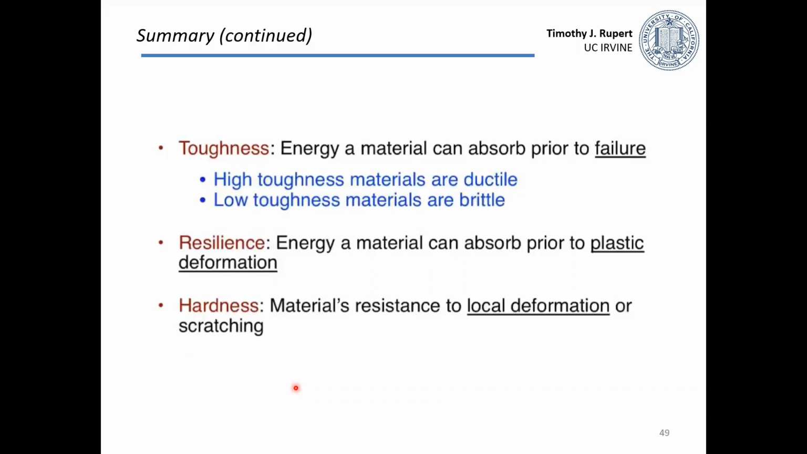Toughness is again how much energy we absorb. Generally, high toughness materials are ductile, so we want that plasticity to be happening in absorbing energy. Low toughness materials are brittle. And just to give you an example of material classes, metals tend to be ductile with high toughness, while ceramics tend to be brittle with low toughness. Resilience is the same type of idea of absorbing energy, but this is prior to plastic deformation rather than prior to failure. And then hardness is some sort of measure of the local resistance to poking and scratching at the surface.